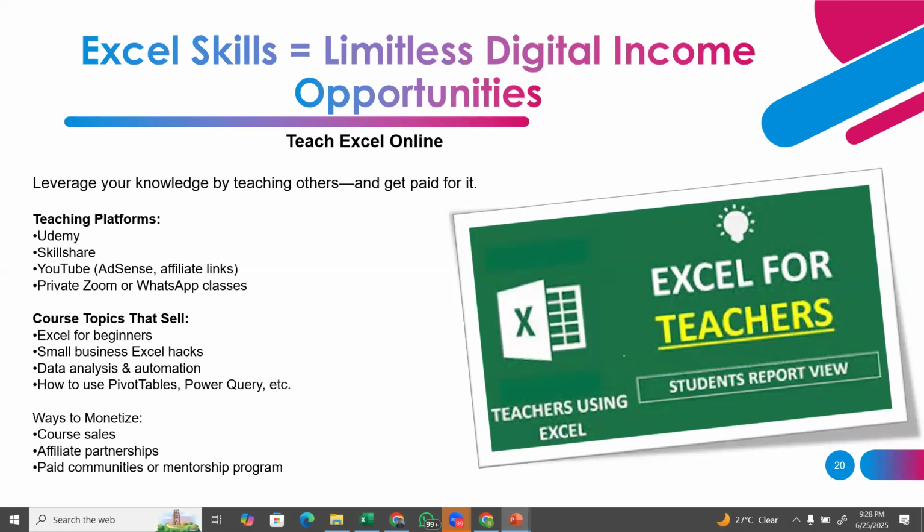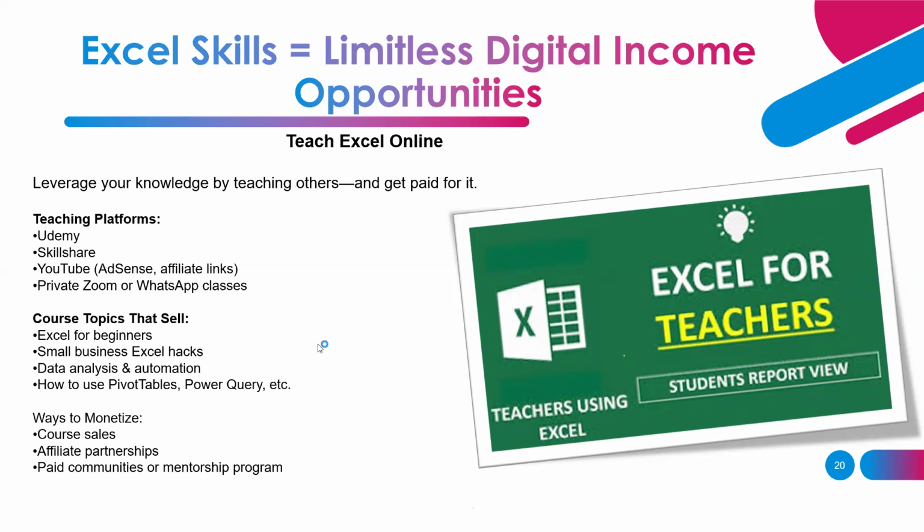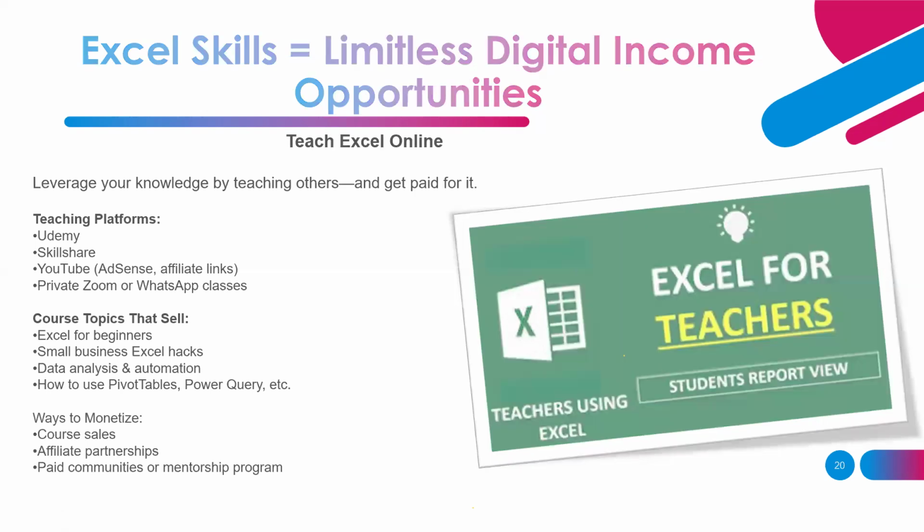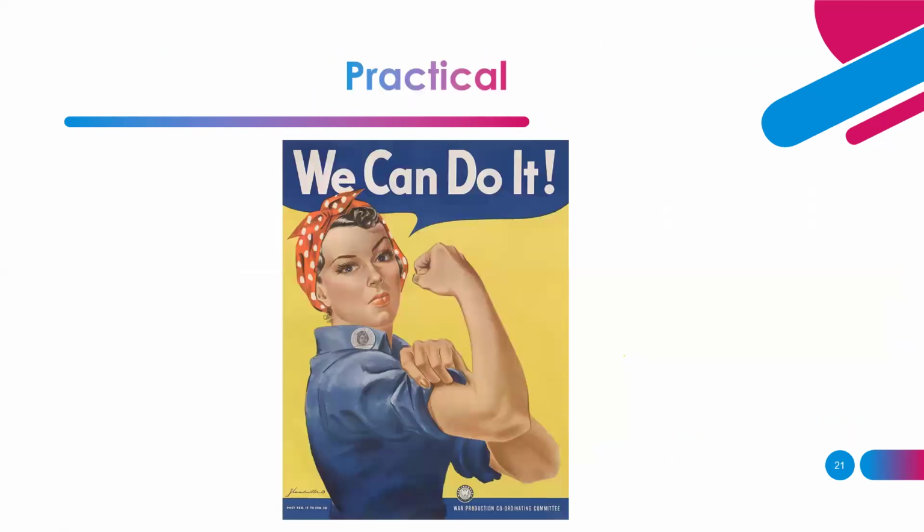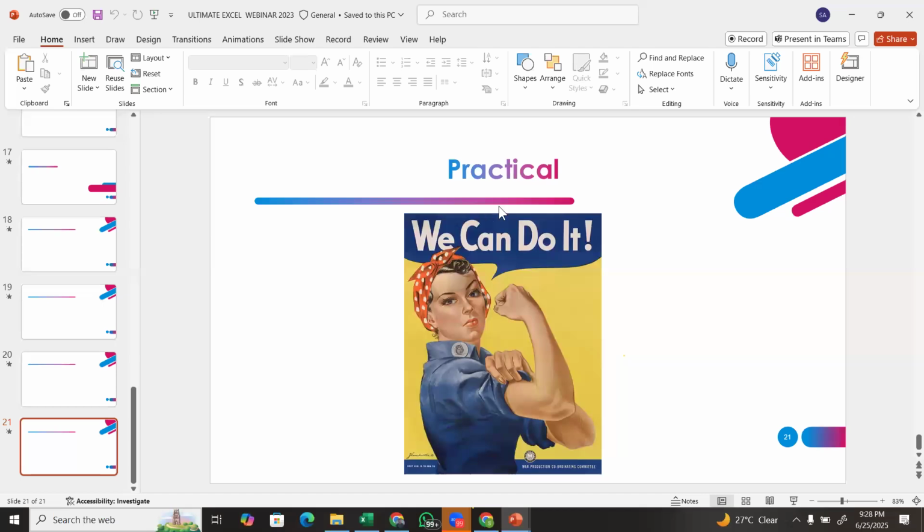Now, you can either use Zoom to record or you use what we call OBS Studio. So we can use OBS Studio also to record, right? You can use OBS Studio to record. So those are the three major ways that I use to make money in Excel.